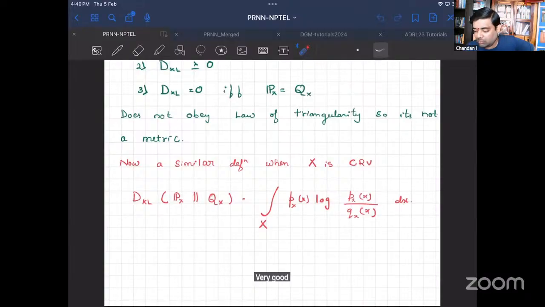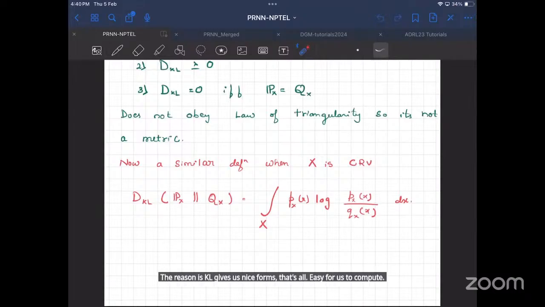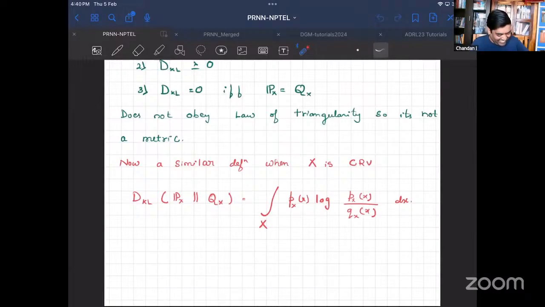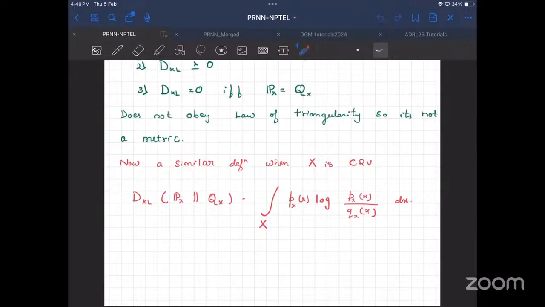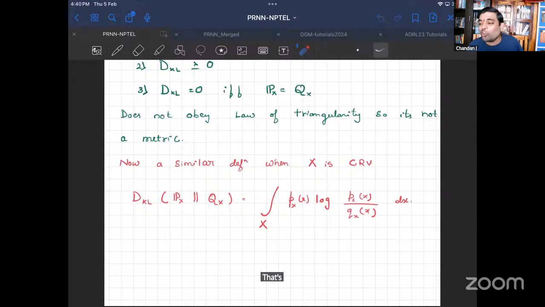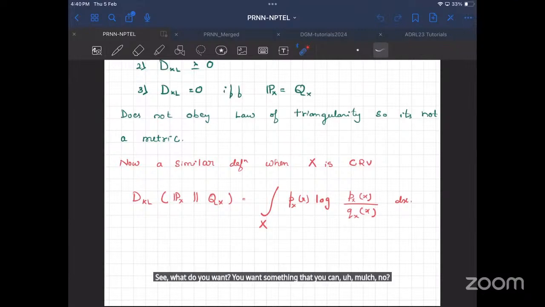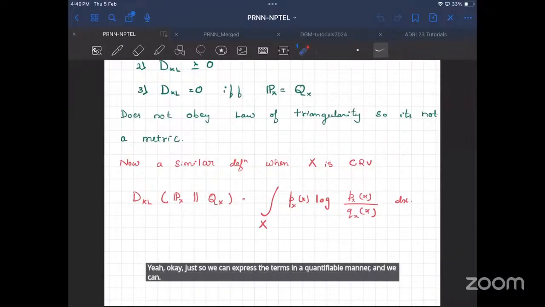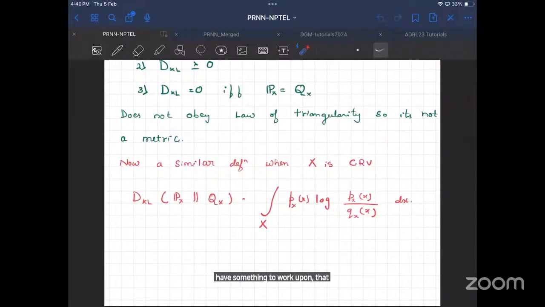Very good question. The reason is KL gives us nice forms. That's all. Easy for us to compute. So is that the only reason? Do you have a justification? That's all. See, what do you want? You want something that you can work with, no? Okay, just so we can express the terms in a quantifiable manner and have something to work upon. That's why we choose KL divergence. Correct.